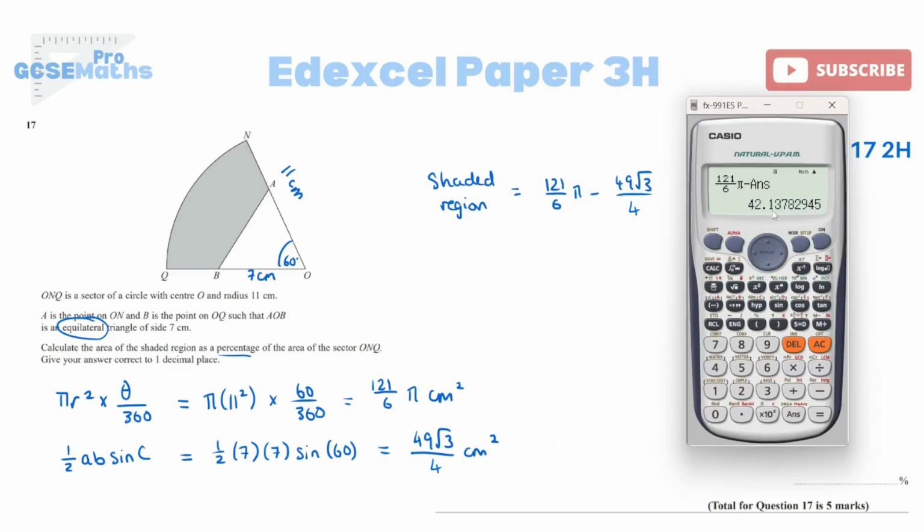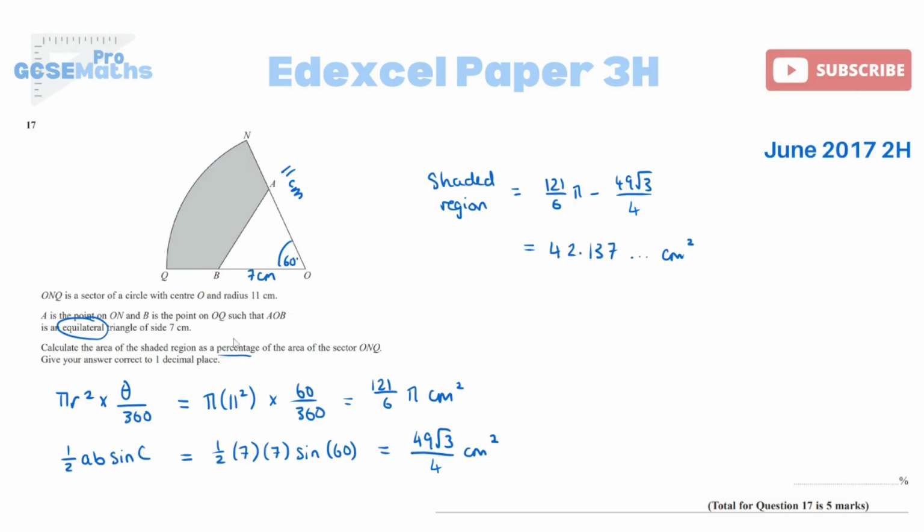Now, obviously, it's given it to me as a decimal, so I'll write that down, 42.137... Now they have asked for the area of the shaded region as a percentage of the area of the sector. So for percentages, we want the shaded region, which was our 42.137..., over the whole sector, which was the 121 over 6 pi. To make it a percentage, obviously multiply by 100.